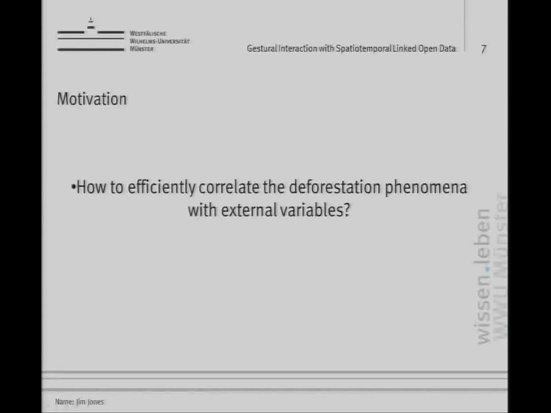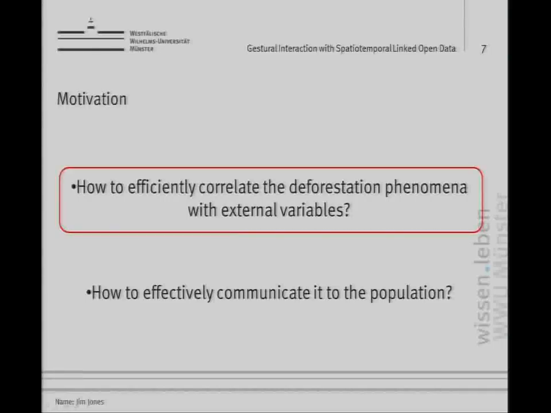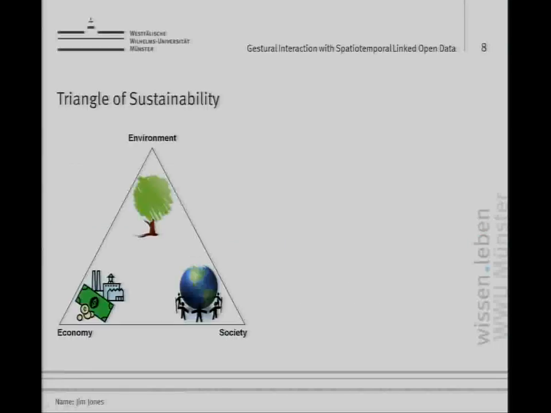And so we come with these two questions that motivate our project. How to efficiently correlate the deforestation phenomena with external variables, and how to effectively communicate to the population in a very easy way, so that you don't need an expert for reading the information. Let's start with the first one.